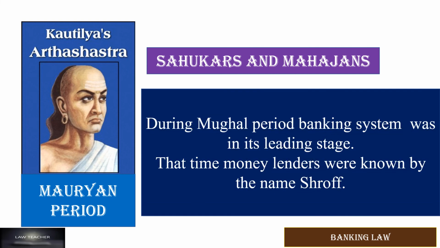During the Mughal period, the banking system was at its prime stage. The money lenders were known as Sarraf at that time. That means in different periods, this money lending process was there and they were known by different names.